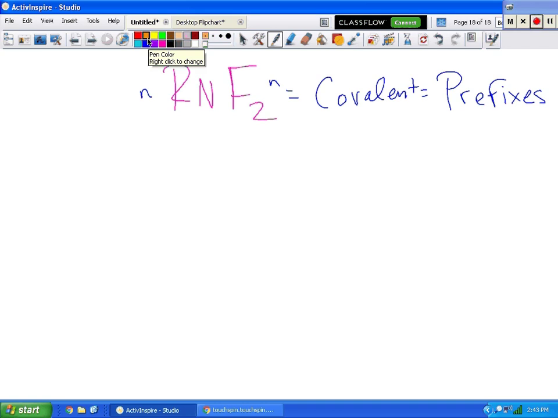When does the first element have a prefix attached to it? When the subscript is more than one. What is the subscript right there? 1. So do I need a prefix on it? No. So what is Rn again? Radon. Not radium. Radon. Okay.